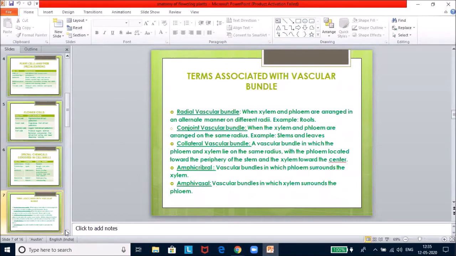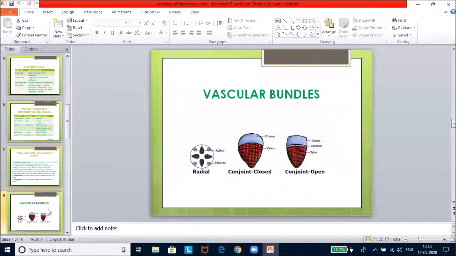Okay, let me move to the next. So this is the position of the vascular bundles, radial. So they occur on different radii, xylem and phloem. Here you will find phloem and xylem here. This is conjoint and it is closed. Closed means a strip of cambium is absent here and it is closed for secondary growth, because cambium plays an important role in secondary growth.